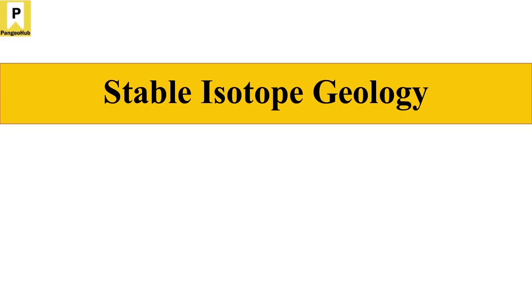Before stable isotope geology, let us first discuss the isotope geology part. Isotope geology is an aspect of geology based upon the study of natural variations in the relative abundances of isotopes of various elements. Variations in isotopic abundances are measured by isotope ratio mass spectrometer and can reveal information about the ages and origin of rock, air, and water bodies or processes of mixing between them. So now let's come back to stable isotope geology.